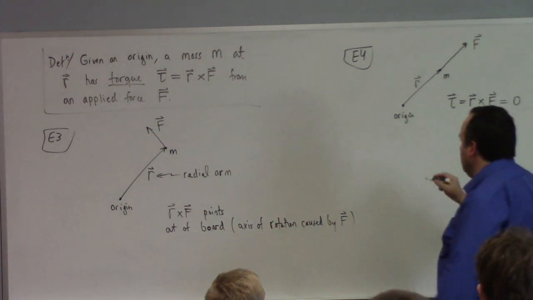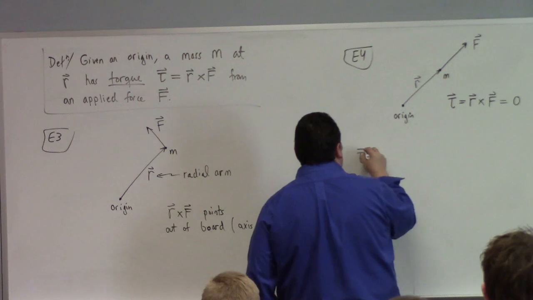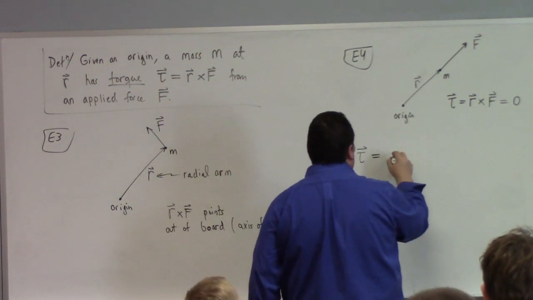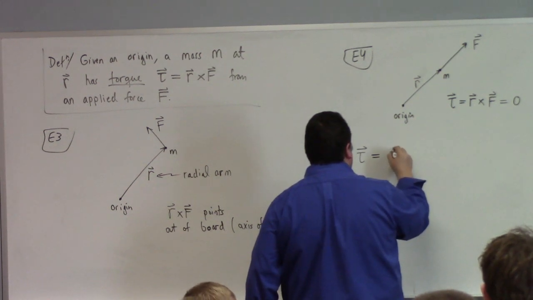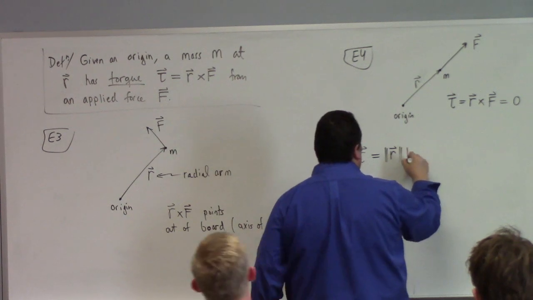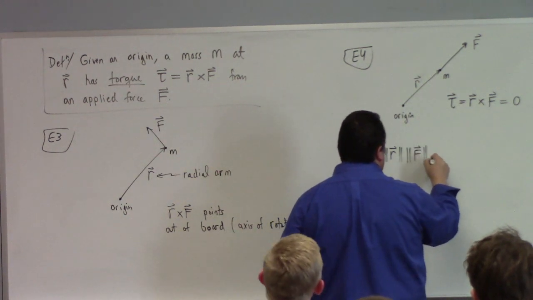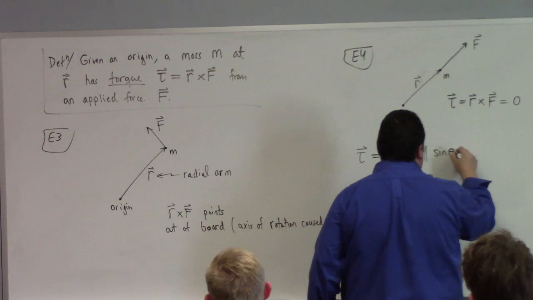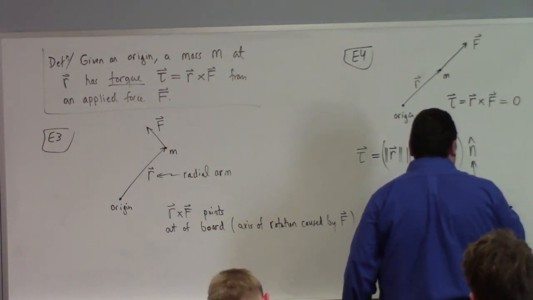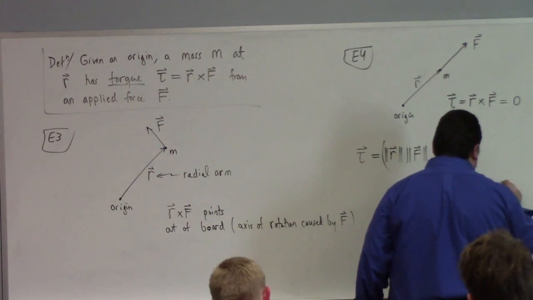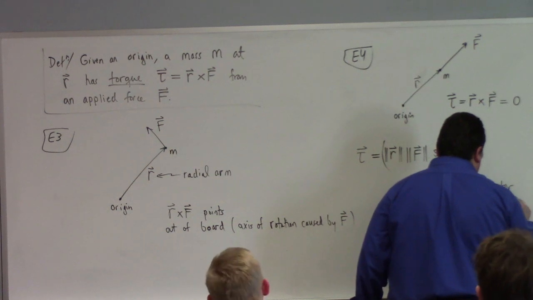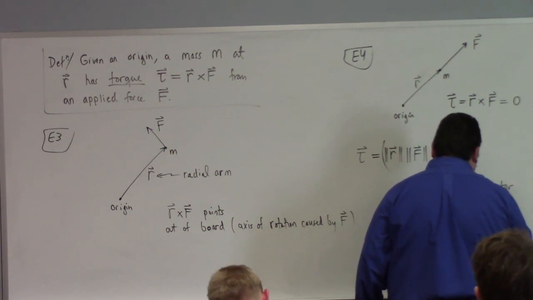What's the formula? Earlier in the course we had A cross B, and the formula was the length of R times the length of the force, which I'll write with my double bar notation for a second, times the sine of the angle between them, times n hat, where this is the unit vector in the direction given by the right-hand rule.